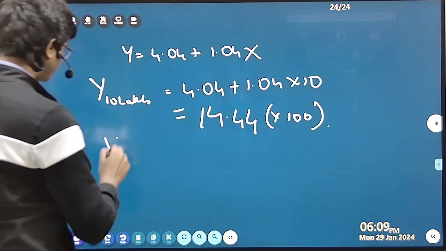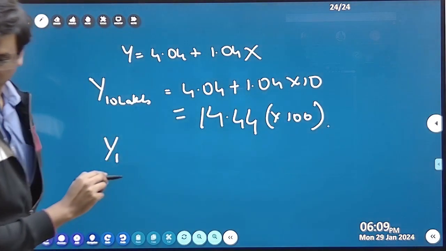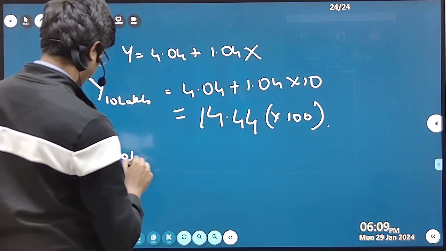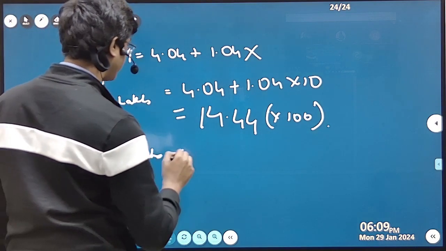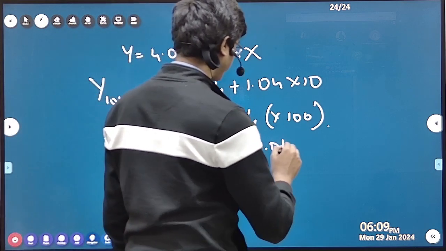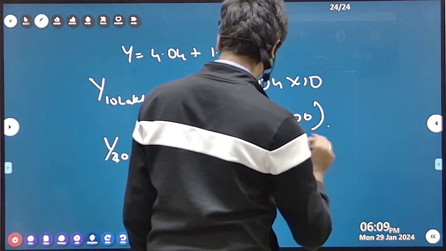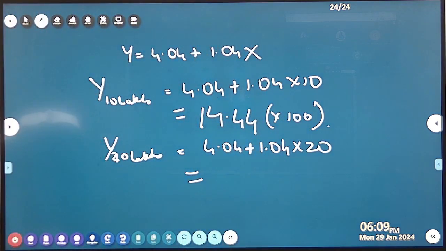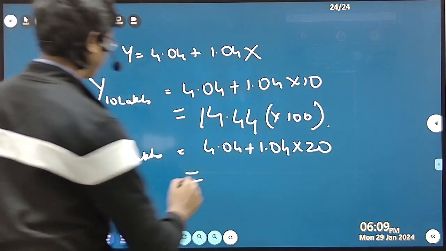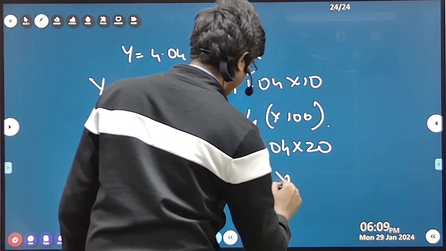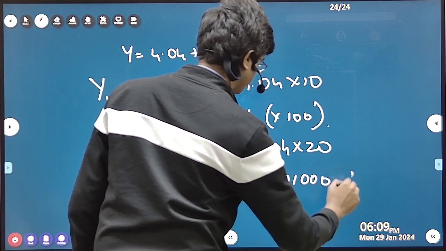And the next one was 15 lakhs, is it? 20 lakhs. So for 20 lakhs it is 4.04 plus 1.04 into 20. So that comes to 24.84. 24.84 into 1000 TVs.